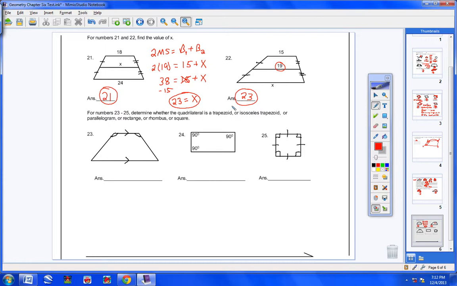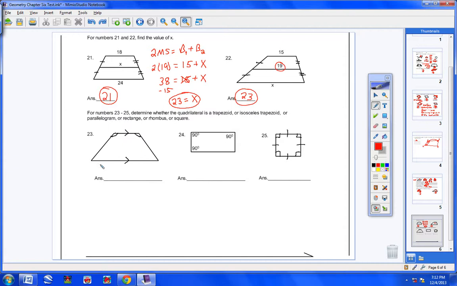All right? Okay, that's about, I mean, guys, you got to know the formula. Know the formula and you'll be okay. All right, numbers 23, 24, and 25, and we're finally done going over this test. Determine whether the quadrilateral is a trapezoid or isosceles trapezoid or parallelogram or rectangle, rhombus, or square. Now, there could have been more than one answer to these, okay?